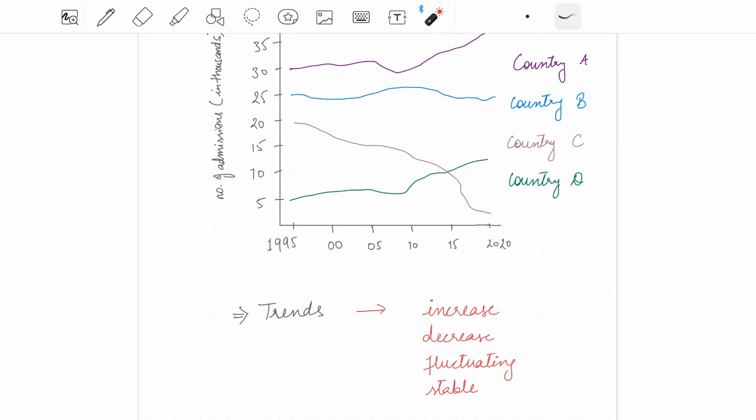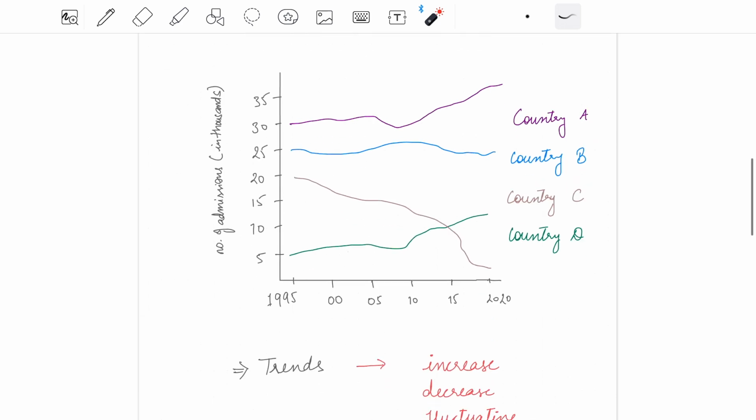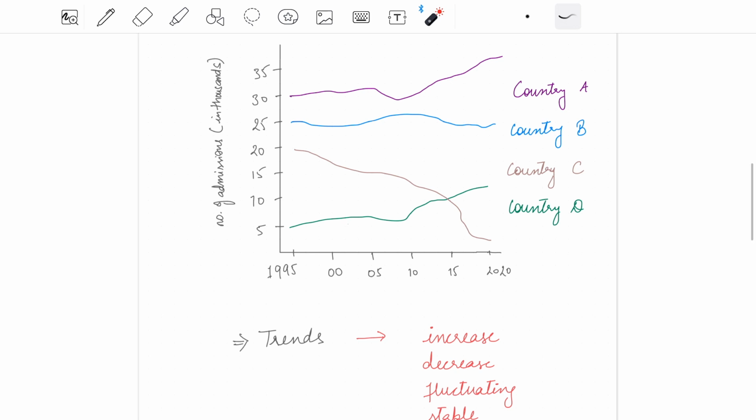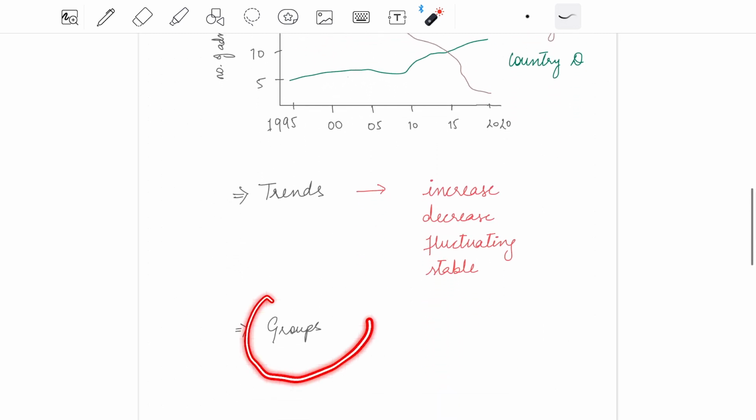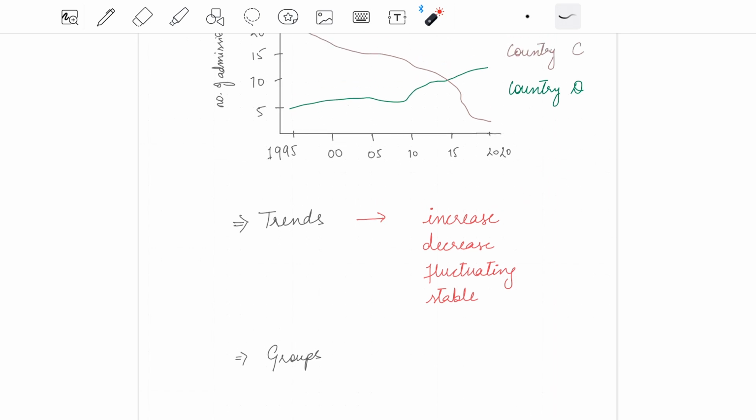So once you've understood that, then the next step is to make groups. Now what do I mean by making groups? You have to make groups of countries where admissions are going up, and countries, if there are any, where admissions are going down, and so on and so forth.